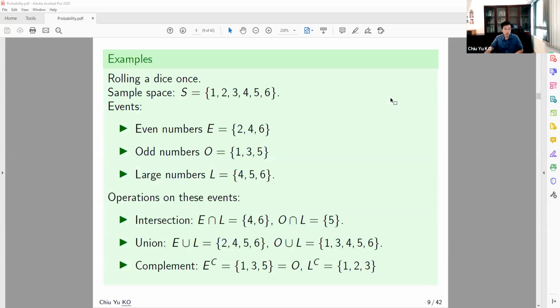Let's roll a die once. The sample space is 1 up to 6. Even numbers are 2, 4, 6. Odd numbers are 1, 3, 5. Large numbers are 4, 5, 6.